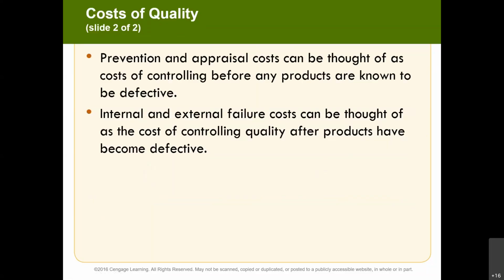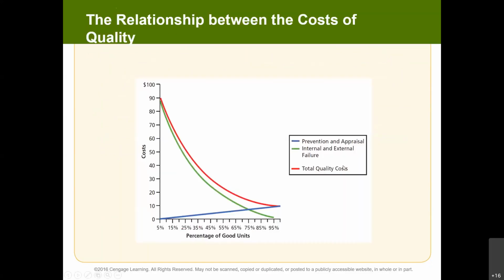Just a little bit more about the cost of quality. Prevention and appraisal costs can be thought of as cost of controlling before any products are known to be defective. And internal and external failure costs can be thought of as cost of controlling quality after the products have already become defective. And here's a nice visual representation of this concept.